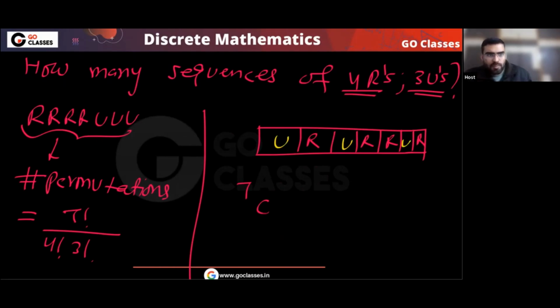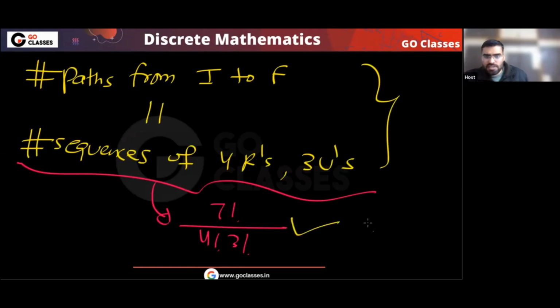So from the 7 positions, select 4 positions for R. Automatically in the remaining positions, U will go. Or from the 7 positions, select 3 positions for U. Automatically in the remaining positions, R will go. So that's the point. So the answer will be 7C3.